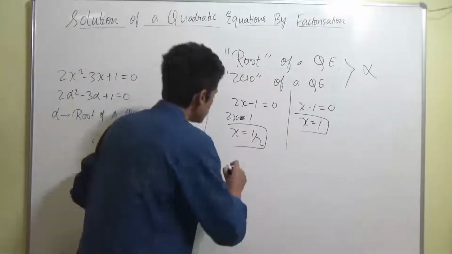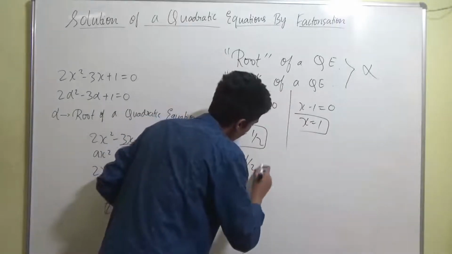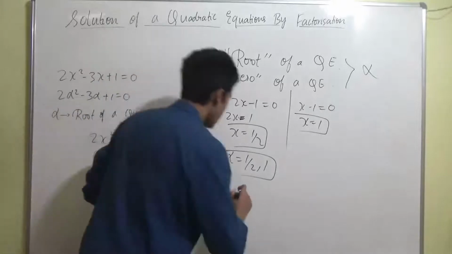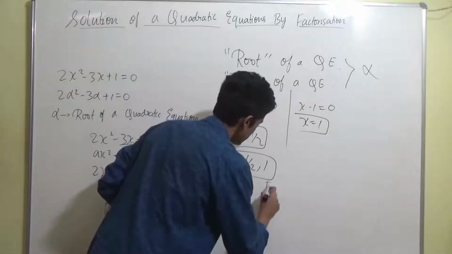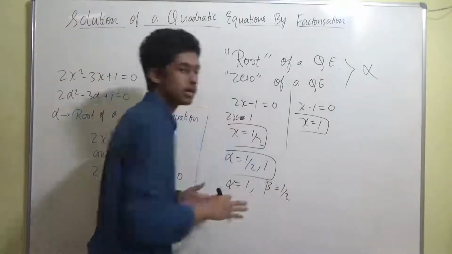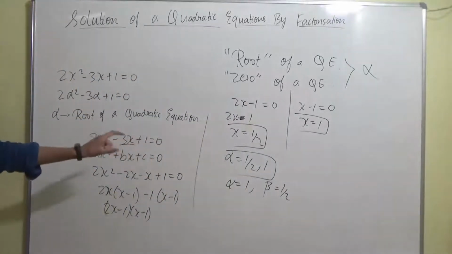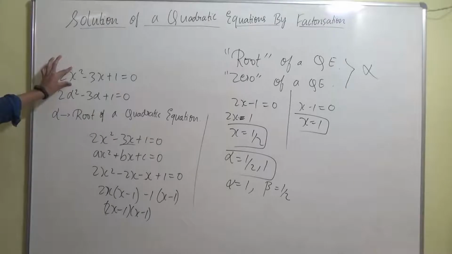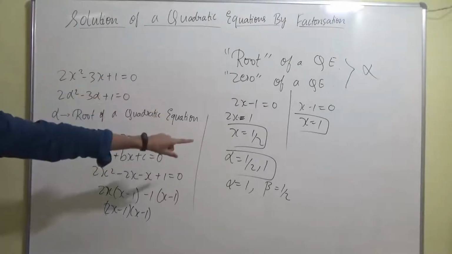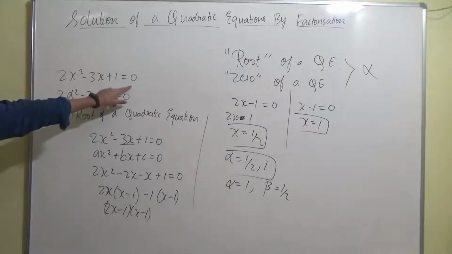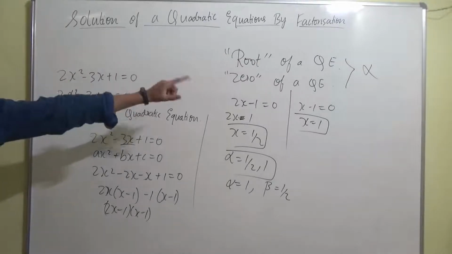So this is also called alpha equal to half and 1, or you can consider alpha equal to 1 and beta equal to half, where alpha and beta are the solutions of the equation. What this means is, if you place the value 1 back into the equation, you get 0. Or if you place the value half in place of x, you get 0. That is called the zero of the quadratic equation.